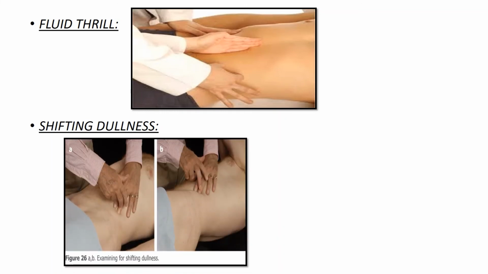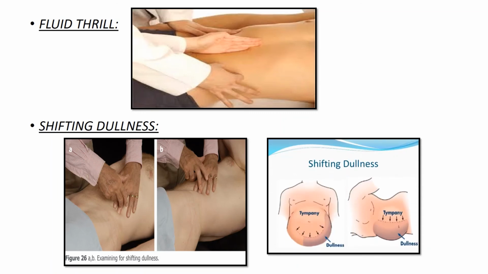In shifting dullness, percuss from the umbilical region to the patient's left flank. If dullness is noted, this may suggest the presence of ascitic fluid. The patient is then asked to lean on the lateral side. Wait for 30 seconds for any fluid to shift. If ascites is present, the area that was previously dull should now be resonant.